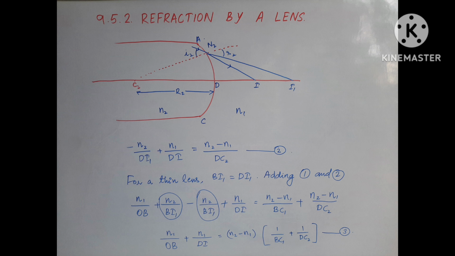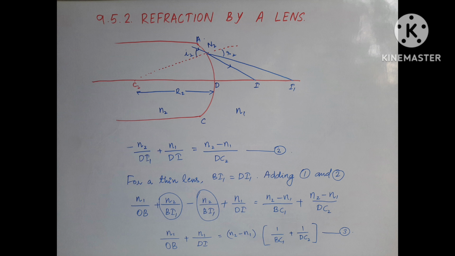So minus n2, because in the previous diagram the image is formed in the second medium. So we get minus n2 by DI1 plus n1 by DI is equal to n2 minus n1 by DC2, which is the second equation. This is from the diagram itself. For a thin lens, we can consider BI1 equal to DI1, because the difference is very small and we can neglect it. So we take BI1 equal to DI1, and add equations 1 and 2.